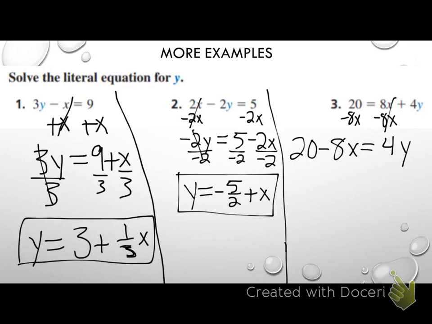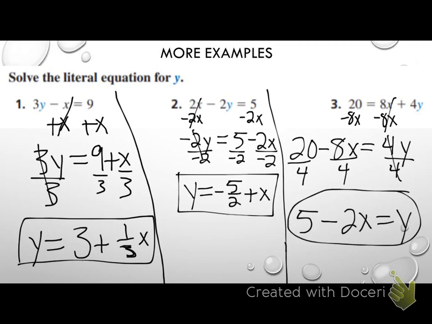And last step to get y by itself. Divide by 4. Divide everything by 4. 20 divided by 4? 5. Negative 8x divided by 4? Negative 2x. And then I've got y by itself. There's my equation.